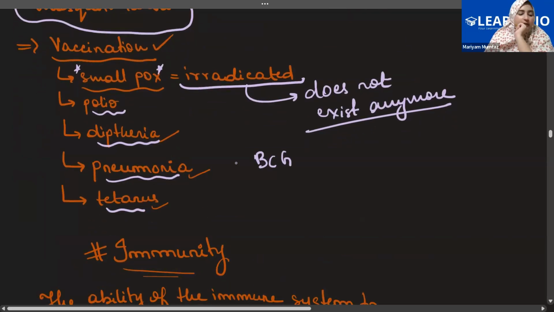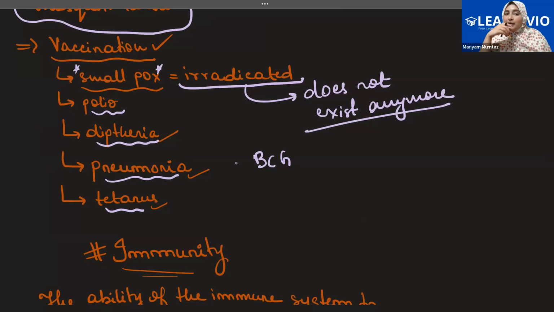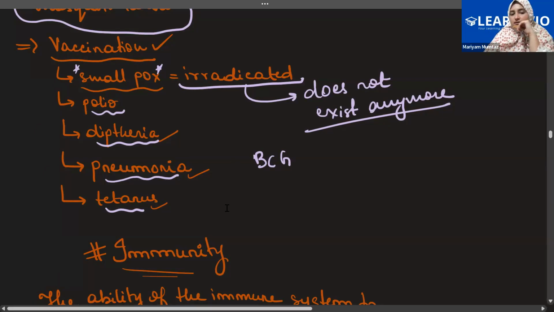All right. Now talking about vaccination. The vaccination for smallpox, poliomyelitis, diphtheria, pneumonia, tetanus, all of these diseases can be prevented with the help of vaccination. And because of vaccination development only, the deadliest disease, smallpox, does not exist anymore. It has been eradicated.